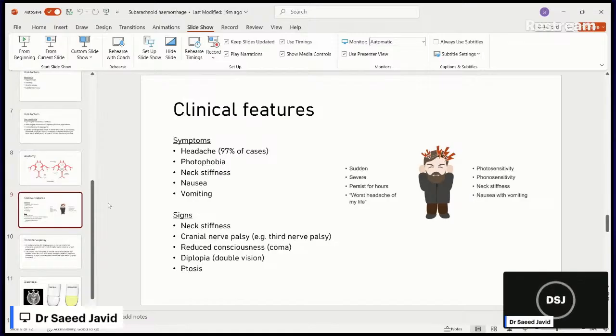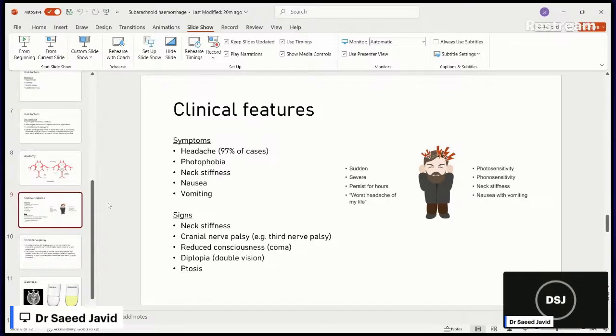That's Koenig sign. You then have something called Brudzinski sign, which is when they spontaneously flex their knees and hips on active flexion of the neck. Imagine they're lying flat and you flex the neck, you'll realize they begin to involuntarily, spontaneously, flex their knees and hips. Those are two classical signs of meningeal irritation.